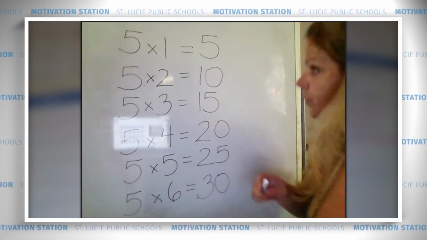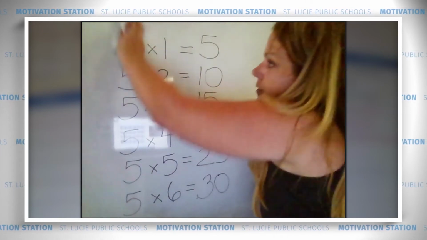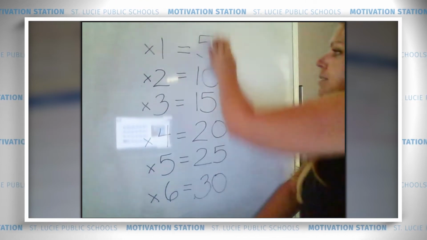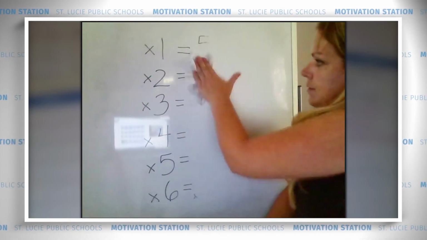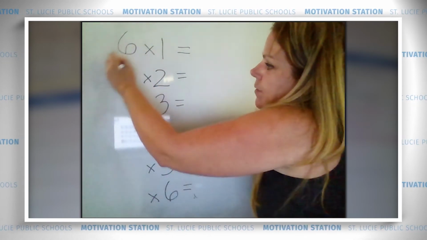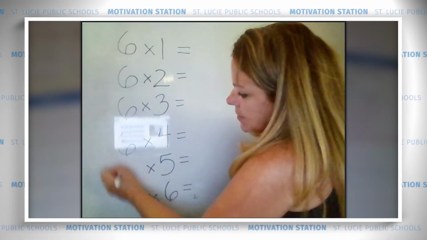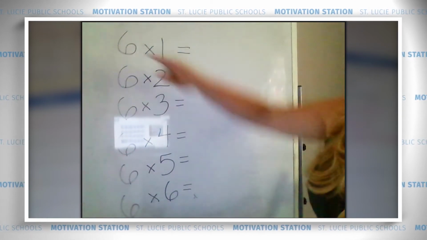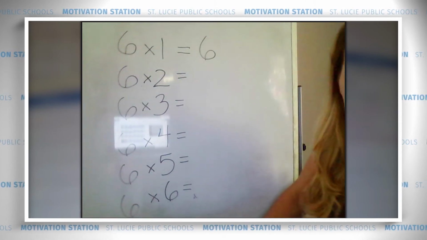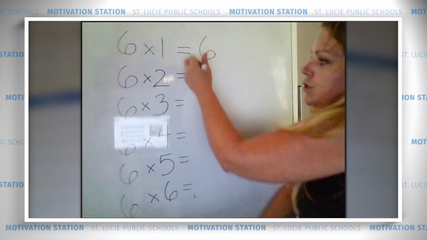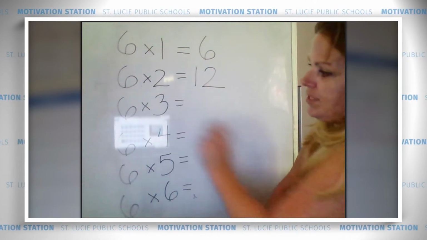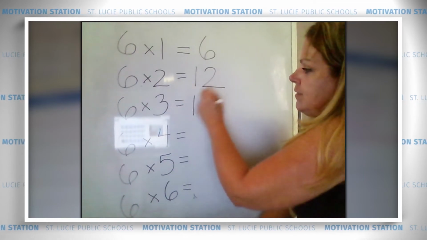All right, one more group to go. You should have written that down. I'm going to change these first factors now to 6. So these are all going to be 6s. A factor of 6 times a factor of 1 would give me a product of 6. A factor of 6 times a factor of 2 would give me a product of 12. A factor of 6 times a factor of 3 would give me a product of 18.